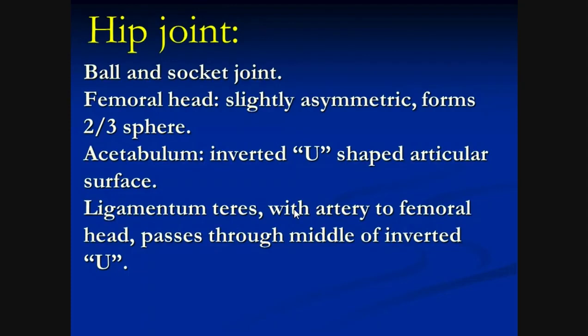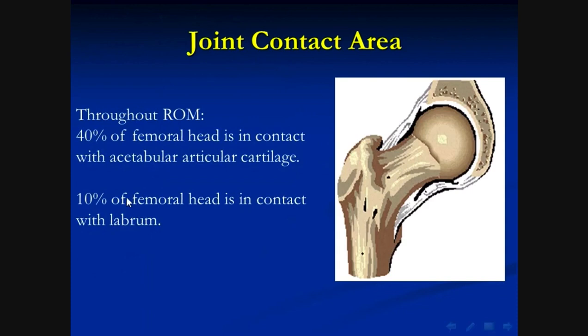Joint contact area. Throughout the range of movement of the hip joint, 40% of the femoral head is in contact with the acetabular articular cartilage. 10% of the femoral head is in contact with the labrum that surrounds the acetabulum.